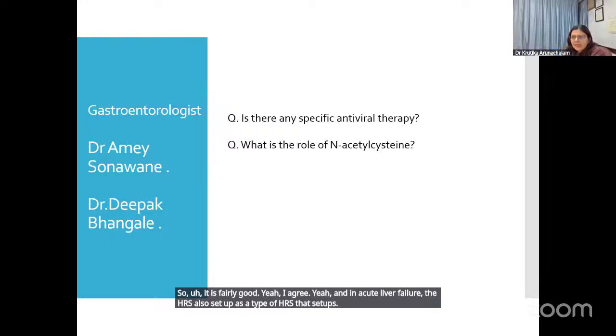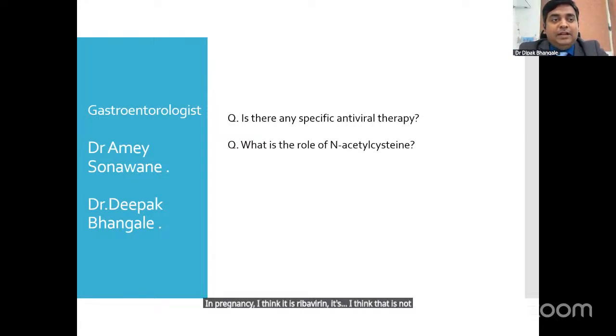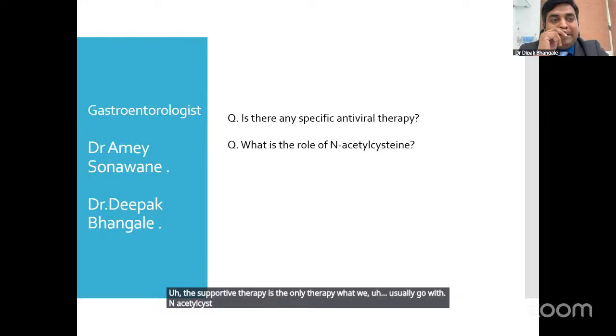So is there any antiviral therapy now for hepatitis E infection? In pregnancy, I think it is ribavirin. I think that is not used in pregnancy. Interferon also cannot be used. So it's not used in pregnancy. The supportive therapy is the only therapy we usually go with. N-acetylcysteine, I think, is useful, which is what we are using.